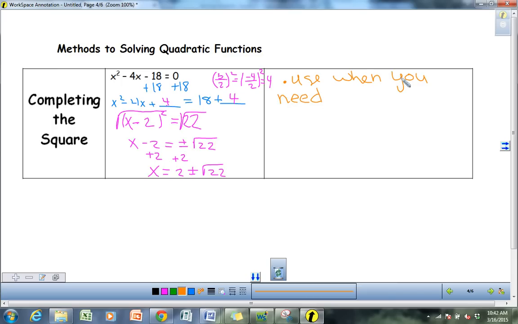You want to also use it when you need to put the equation in vertex form. That's about the only benefit it is to us. In vertex form. Or if they ask you to solve by completing the square.